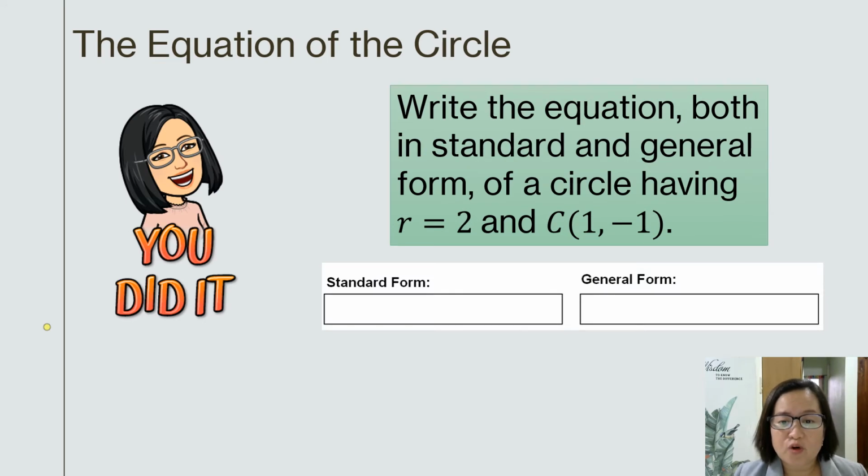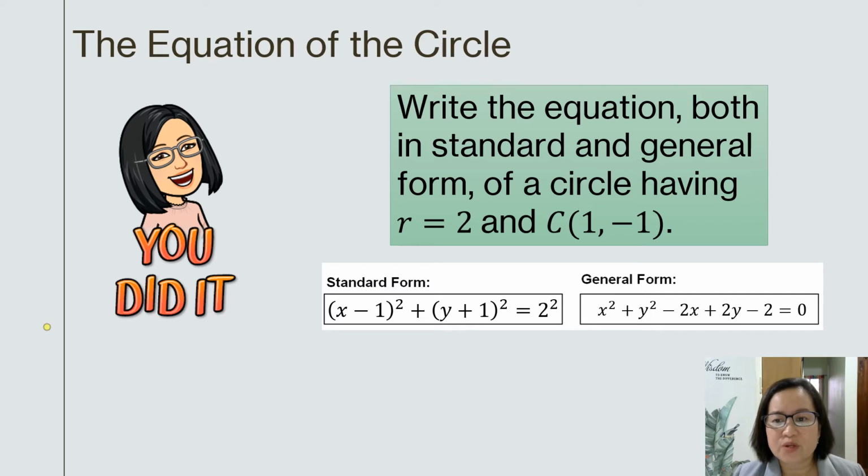The standard form of the given circle is the square of x minus 1 plus the square of y plus 1 equals 2 squared, or the square of x minus 1 plus the square of y plus 1 equals 4. While the general form of the equation of the circle is x squared plus y squared minus 2x plus 2y minus 2 equals 0. Congratulations! Job well done.